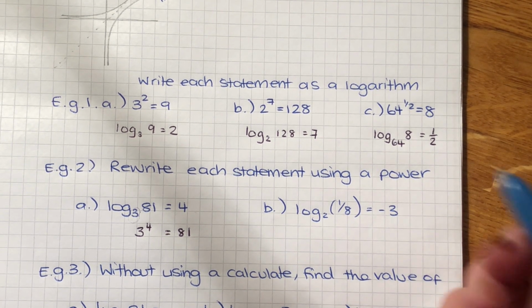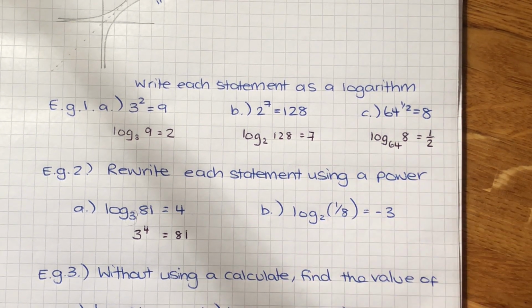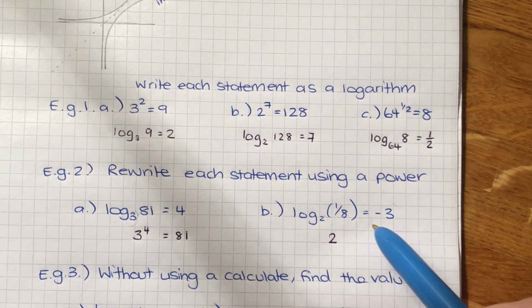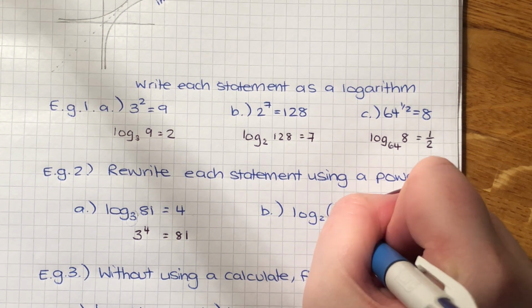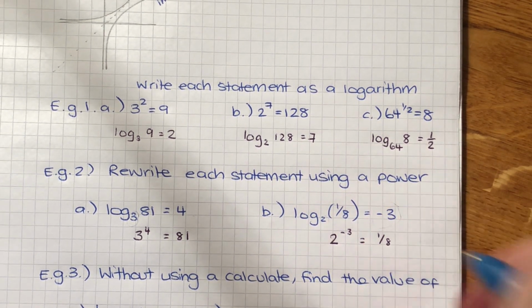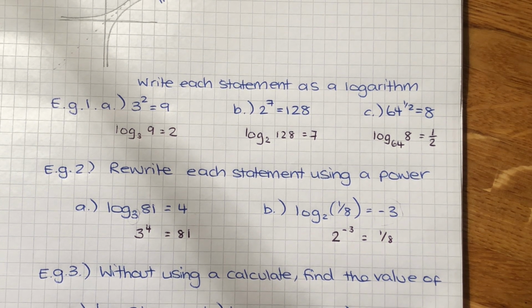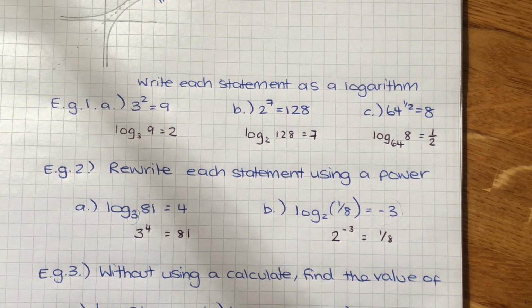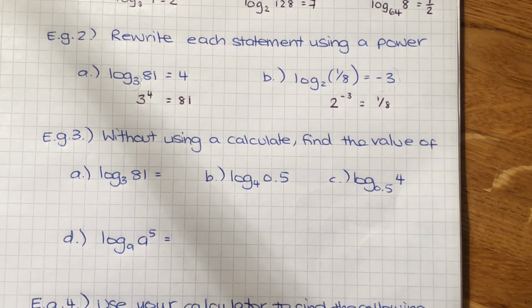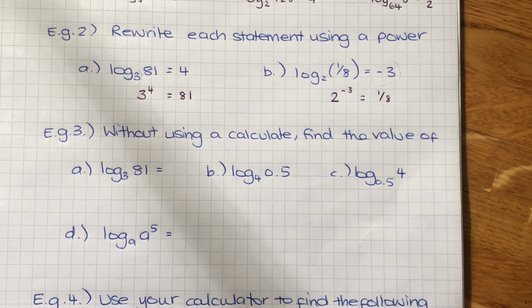Okay, and then for the next one, same thing. The number that's here, that's our base number, so that's going to go there. The power is the number that's equal to, so minus 3, and that's equal to 1/8, which is true. 2 to the power of minus 3 does give you 1/8. Okay, so now those are the basic bits. We're now going to move on to actually working the answers out to these logarithms.